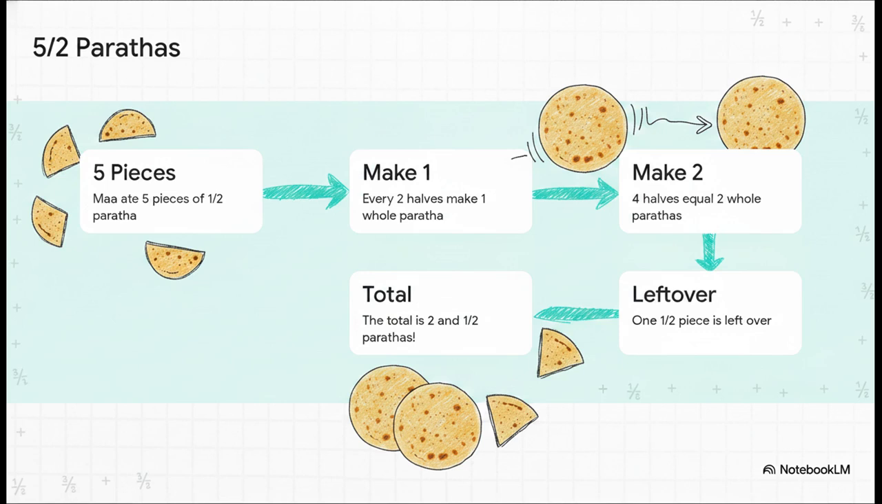Ma ate 5 pieces, right? And every single piece is a half. Well, from our earlier rules, we know that every 2 halves snap together to make 1 whole paratha. So 4 of those halves combine perfectly to make 2 whole round parathas, and that leaves exactly 1 half piece sitting by itself on the plate. So 5/2 is literally the exact same thing as saying 2 whole parathas and 1 half paratha. Suddenly the math makes total intuitive sense.